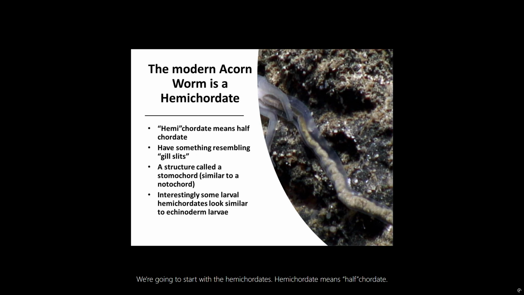We're going to start with the hemichordates. Hemichordate means half chordate. Hemichordates, such as this modern acorn worm in the photo, have something resembling pharyngeal slits, and they have a structure called a stomochord, which is similar to the notochord, but they're missing the post-anal tail and a dorsal nerve cord. Some larval hemichordates actually look similar to echinoderm larvae, which are also deuterostomes.